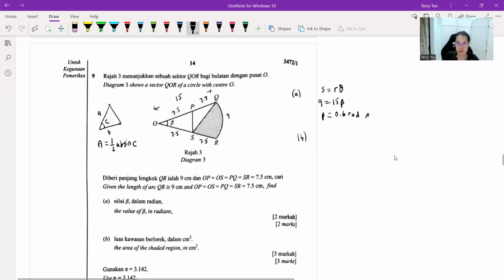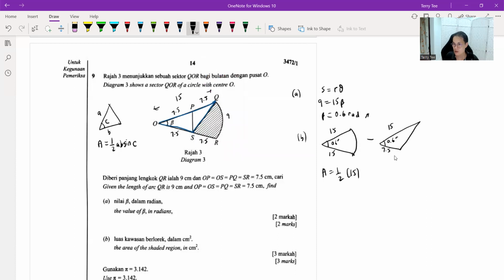Now, look at the triangle that you have here. This triangle has lengths of 15 and 7.5, and we know the angle in between is beta. You're finding the area of the shaded region. So you're taking this sector, you're subtracting this triangle, right? Where this is 15, this is 15, and this is 7.5. And the angle beta is 0.6 radian. So this is 15, 15, 0.6. Okay, so we're going to use half r squared theta to find the area of the sector. Your radius is 15. You square it, your theta is 0.6.